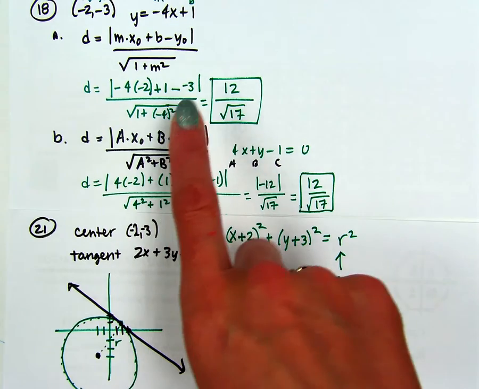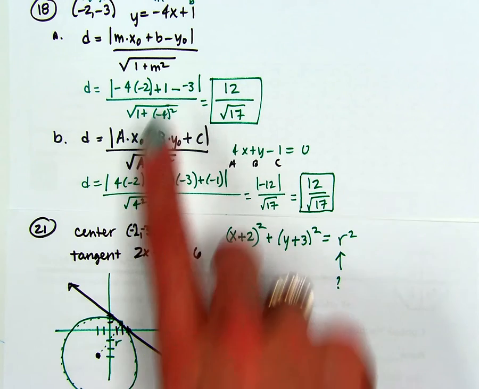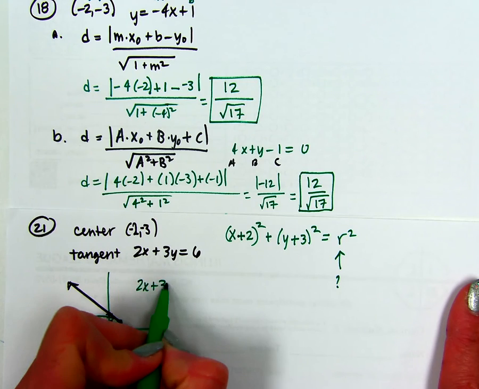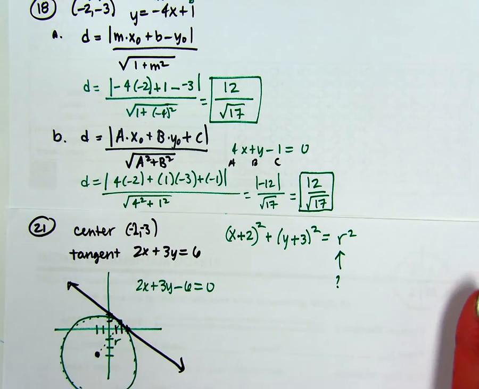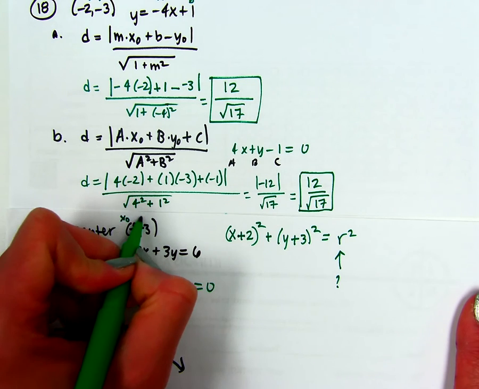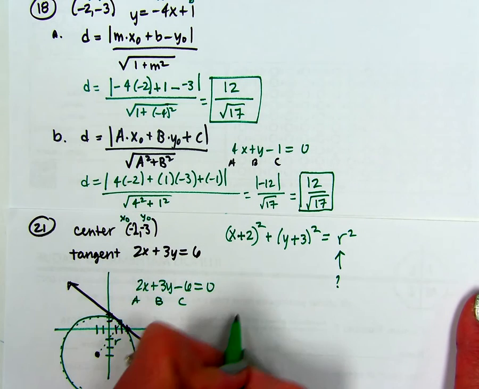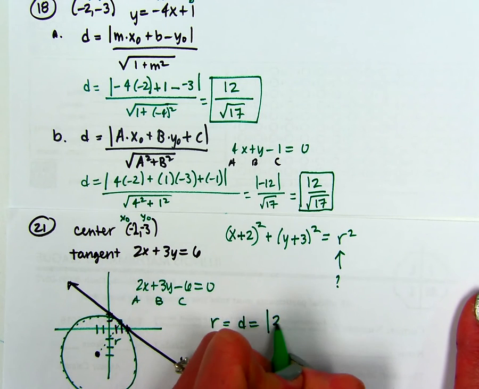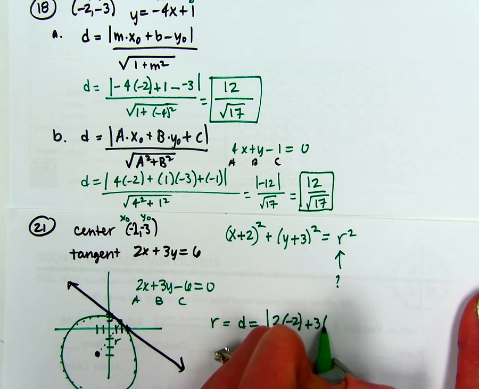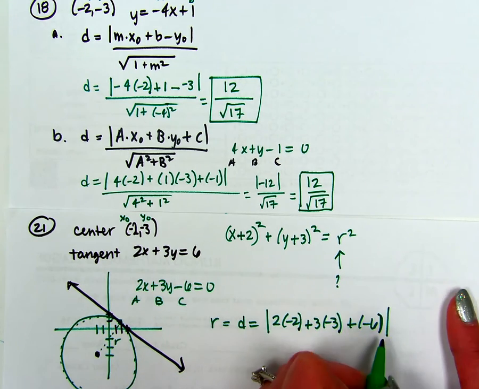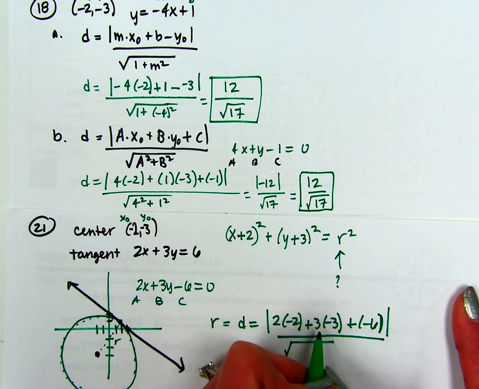Now, you could either solve for y and do the y equals mx plus b formula, or you could move the 6 over. That's probably easier, right? We'll just use 2x plus 3y minus 6 equals 0, and then I'm going to use the bottom formula. So here's my a, my b, my c, my x sub 0, and my y sub 0. And then all I'm going to do is find my radius, which is also known as my distance, and I'm just going to substitute in the numbers. So 2 times negative 2 plus 3 times negative 3 plus negative 6. I'm going to do the absolute value of all of that, all over the square root of a squared plus b squared, which is 2 squared plus 3 squared.